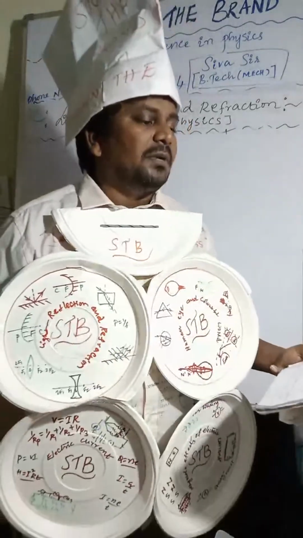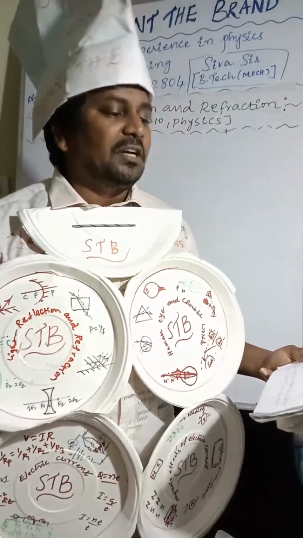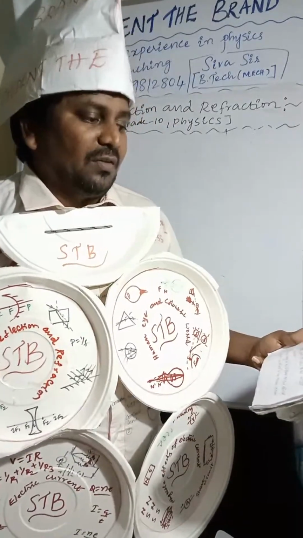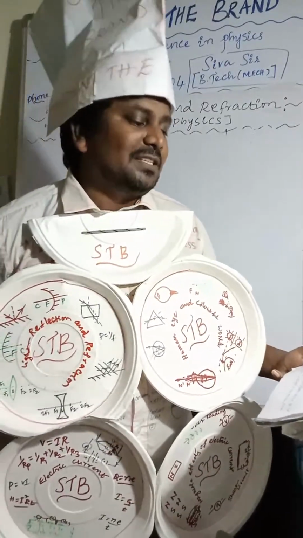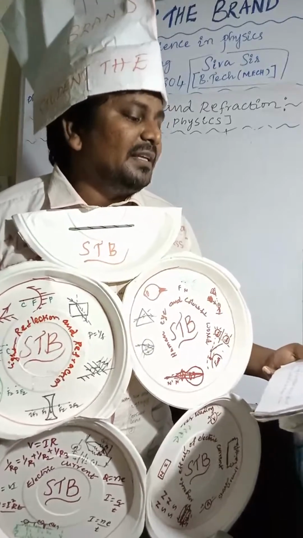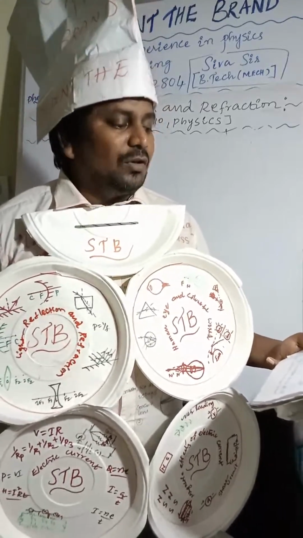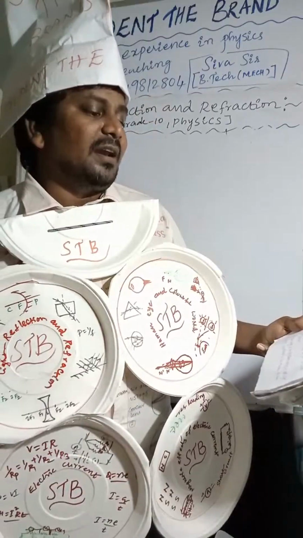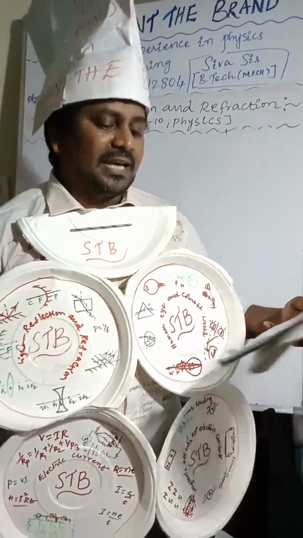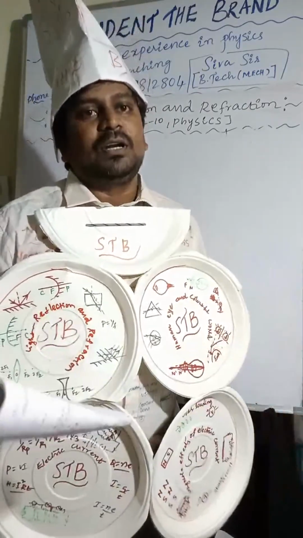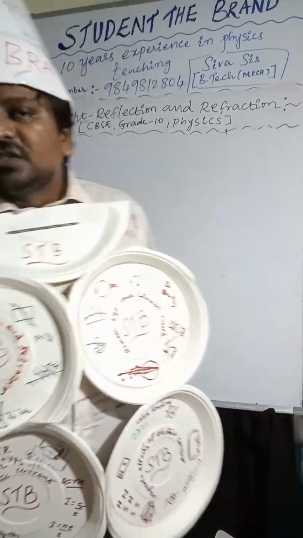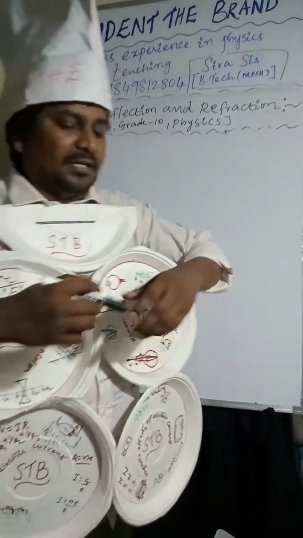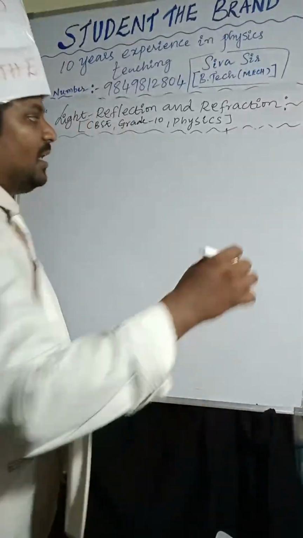We wish to obtain an erect image of an object using concave mirror of focal length 15 centimeter. What should be the range of distance of an object from the mirror? What is the nature of the image? Is the image larger or smaller than the object? Draw a ray diagram to show the image formation in this case. This question is very, very important. Focal length is given 15 centimeter.